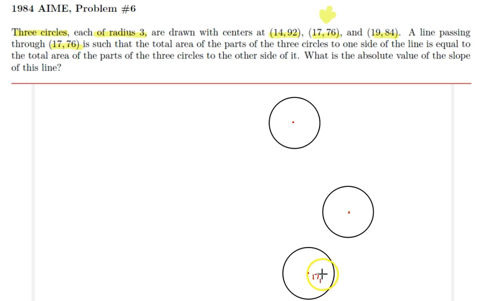17 and 76. So that's the first one, and I think this one is called B. This one is the center C, which has coordinates 19 and 84, and finally this one is A, and A has coordinates 14 and 92. So the line that splits these will go through point B, and it will be such that it will split these.